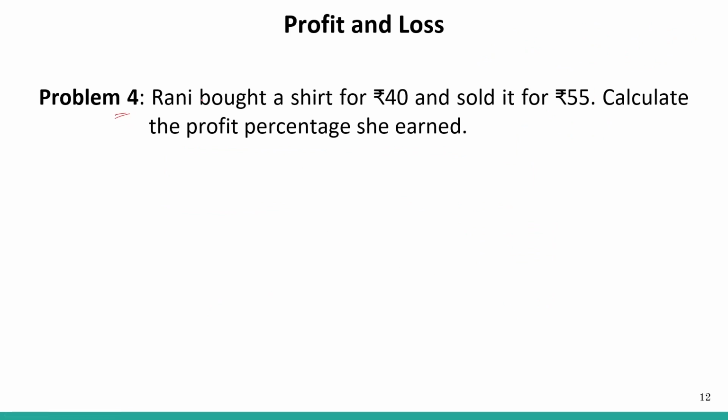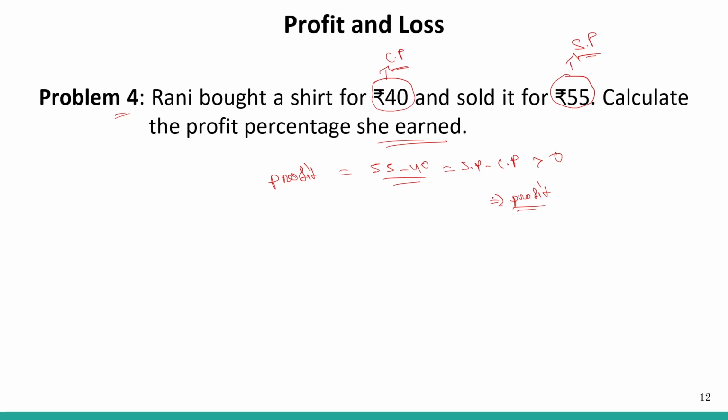Okay, question number 4. That is, Rani bought a shirt for 40 rupees. So since he bought this shirt, so this is the cost price, right? And sold it for this much. So this is the selling price. Okay, then calculate the profit percentage earned. Okay, so profit is equal to how much? Profit is equal to 55 minus 40, that is the selling price minus cost price, right? So since this is greater than 0, this implies profit. Okay, we have confirmed it.